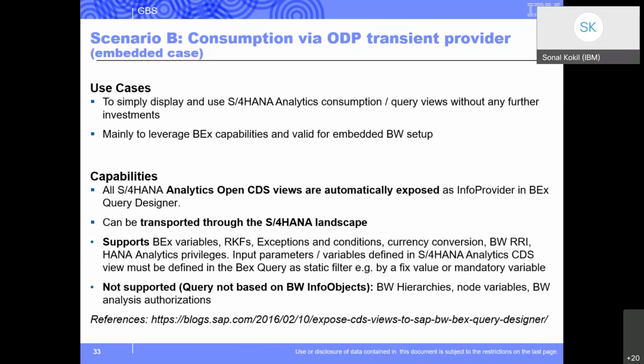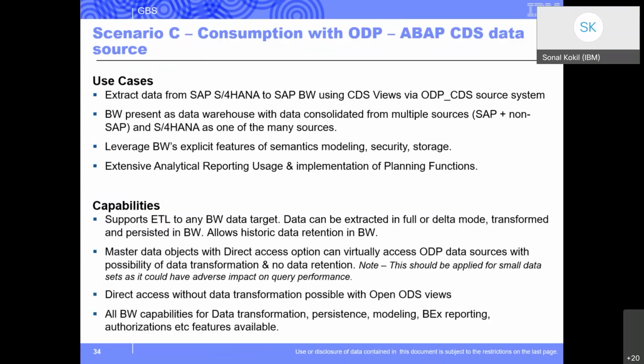Then the other scenario is where the transient providers are used. This mainly leverages the BEx capability and is valid for the embedded BW setup. We can use this option, but it has some limitations: it does not support BEx, BW hierarchies, nodes, variables and authorization. In certain cases where these are not relevant you can use it, but I think what will mostly be used in future is the option where you create a CDS view in S4HANA systems.